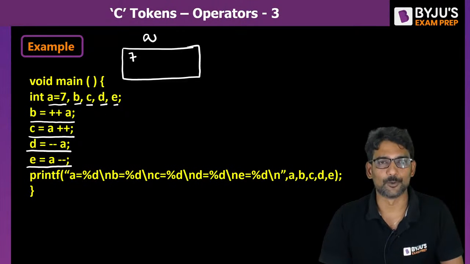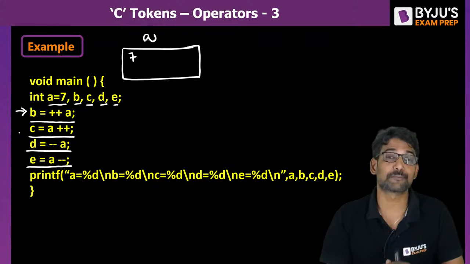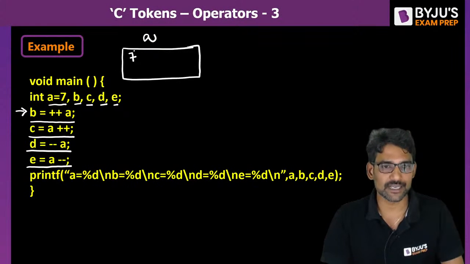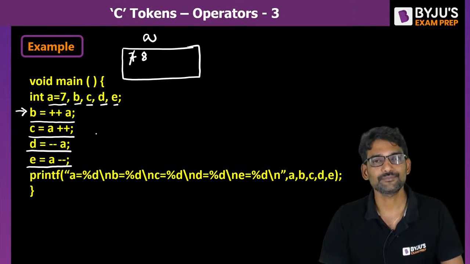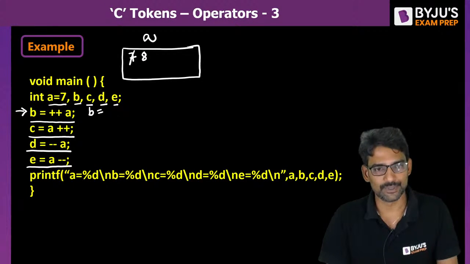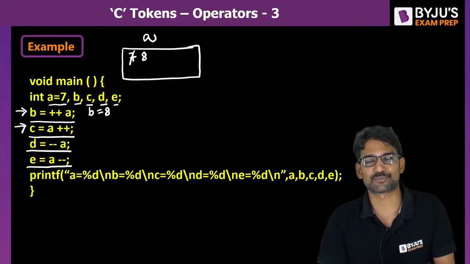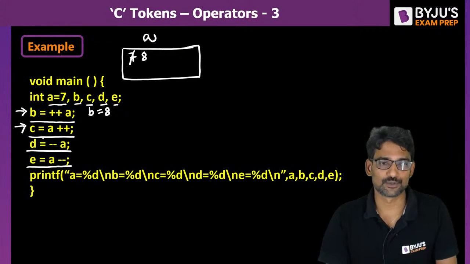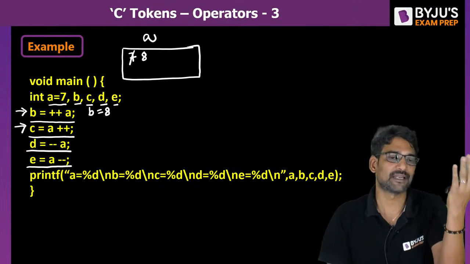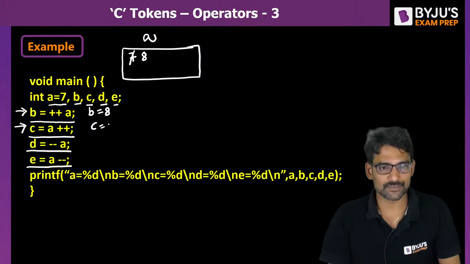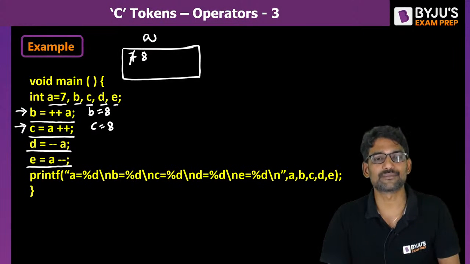Okay. Now, first B equal to ++A. This is pre-increment. So, first increment A value, then assign that incremented value to LHS. So, B becomes 8. Next, C equal to A++. This is post-increment. So, first assign A's existing value to C. So, C becomes 8, then A becomes A++, A becomes 9.